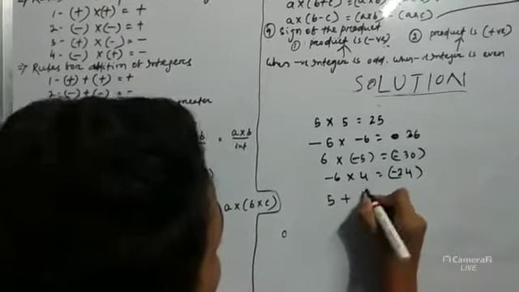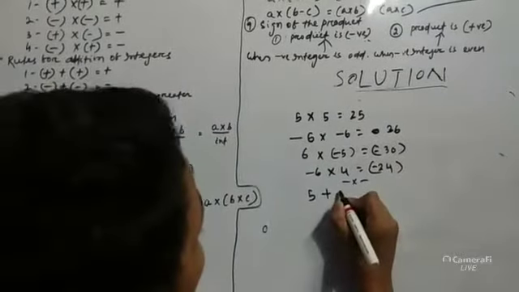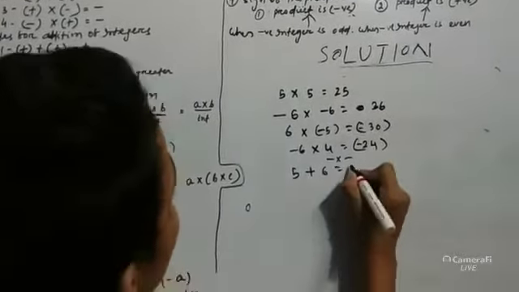5 plus 6 equals 11. It gives a positive result. When a negative integer is added to a negative integer, it gives a negative integer: -6 plus -6 equals -12. When a positive integer is added to a negative integer, it gives the sign of the greater number.